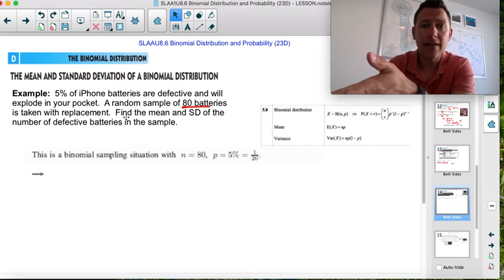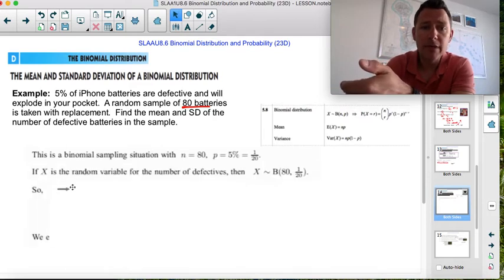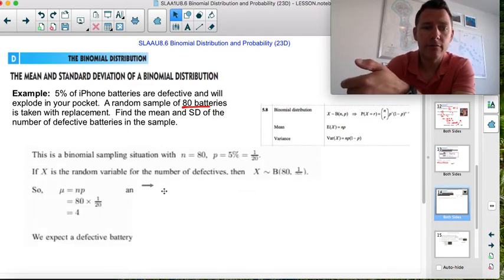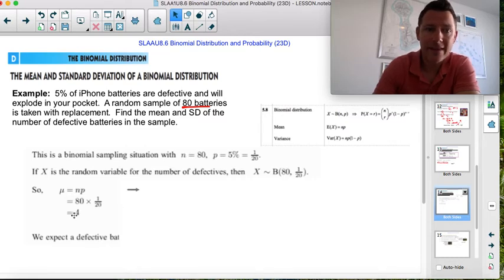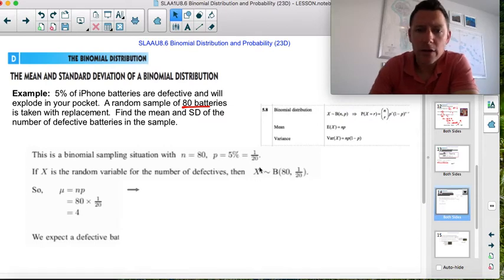Find the mean. Well, the mean is the number that we should expect to be defective out of the 80. So n is your 80 and p is the probability of each. A 20th of 80 is 4, so 4 of them should be defective. Now that we know that, let's see, we just use n and p.